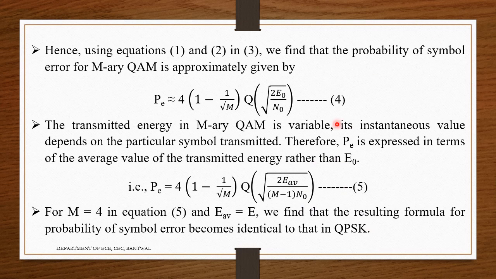So for that, we usually calculate with respect to the average term. I can represent equation 4 as P equals 4 into 1 minus 1 by square root of M into Q of square root of 2 E average into M minus 1 divided by N naught. But what is this? The M depends on the case: for M equal to 4 and E average equal to E naught, we find the resultant formula for the probability of error becomes identical to that in the QPSK. So M equals 4 gives 4 quadrants, and we can cancel terms here.